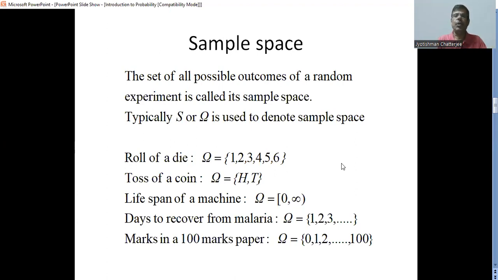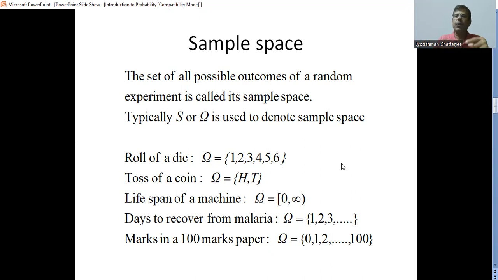So this set of possible outcomes has a technical term. It's called sample space. Typically, we use the letter S or the Greek letter omega to indicate a sample space. If we roll a die, what's the sample space? As I told you earlier, it's the set 1, 2, 3, 4, 5, and 6. This consists of all the possible outcomes. So this is the sample space.